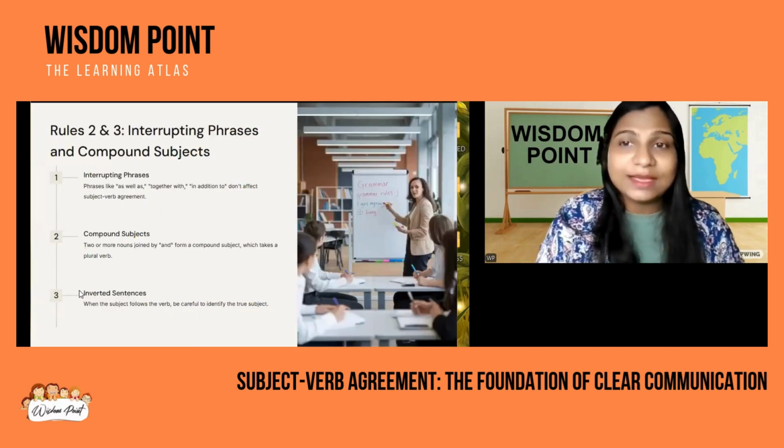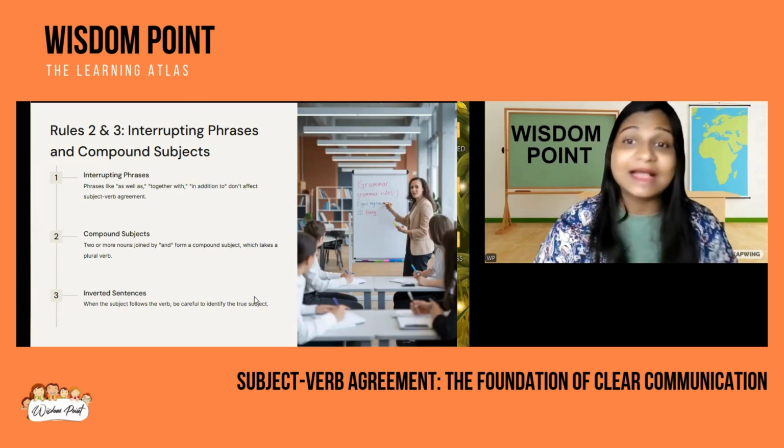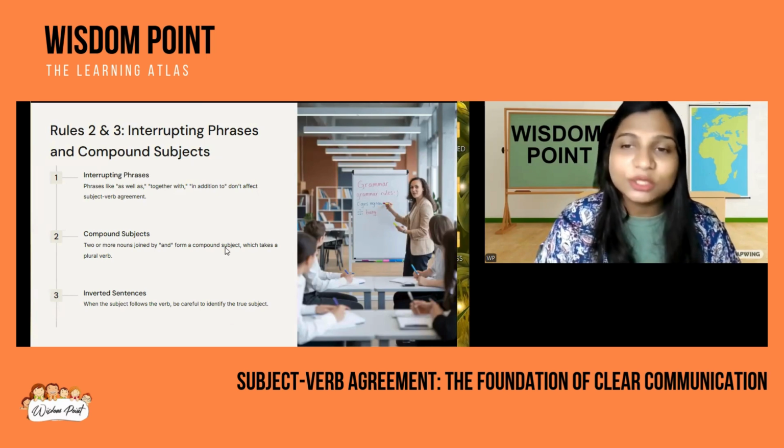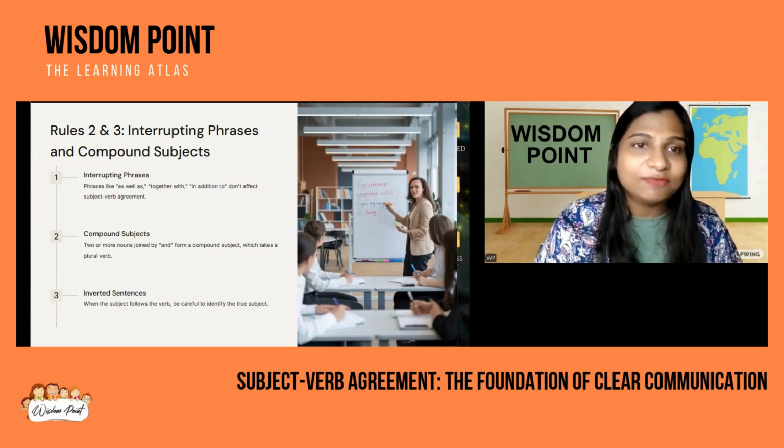Now, rule 2 and 3, interrupting phrases and compound subjects. So, what do you mean by this? Interrupting phrases like as well as, together with, in addition to, don't affect subject-verb agreement. Let me give you an example for this.